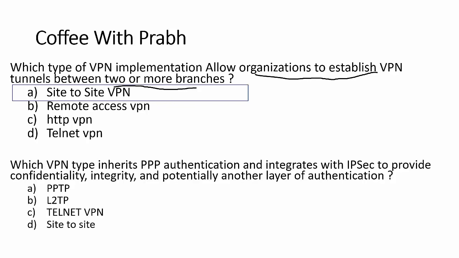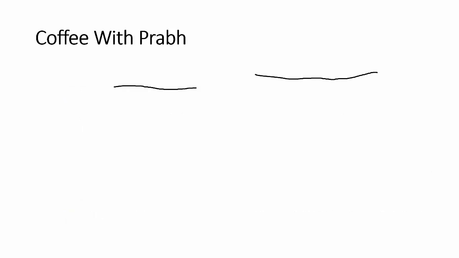Which VPN type inherits PPP authentication and integrates with IPsec to provide confidentiality, integrity, and potentially another layer of authentication? We know that the answer is basically L2TP because PPTP has its limitations. So let's move to the next part.